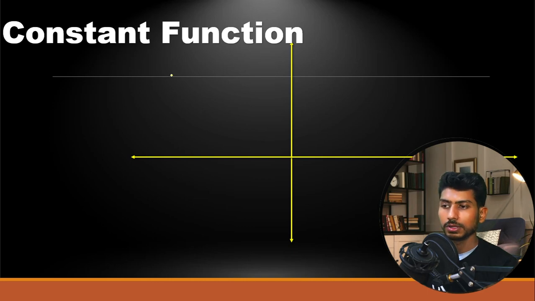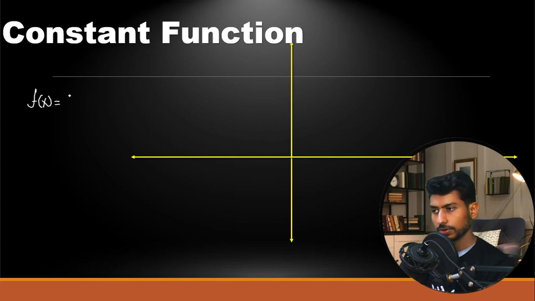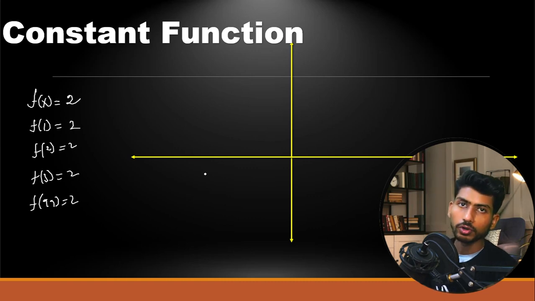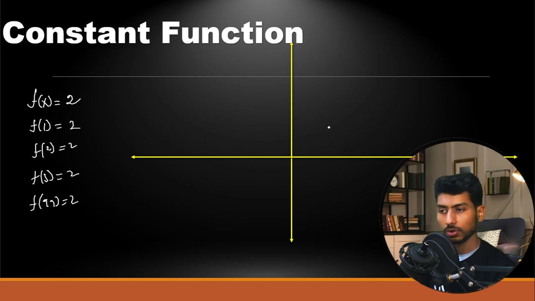So the next one is the constant function. Constant function means a constant value. It doesn't matter what value you are passing in the function, it is always the same. Let us consider f(x) = 2. If I pass f(1), it will be 2, f(2) again 2, f(3) again 2, f(99) again 2. The function is not dependent upon the value of x. Basically it is fixed, constant.